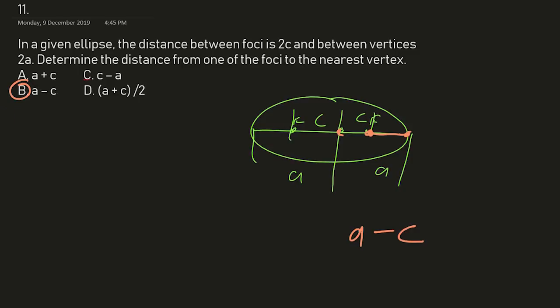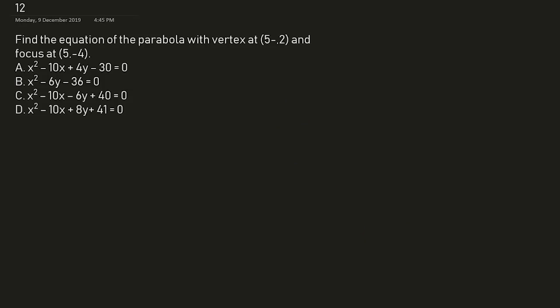Okay, next problem. Problem number 12. So, for this problem, sabi dito, find the equation of parabola with vertex at 5, -2 and focus at 5, -4. So, ang first thing na gagawin ko dito is to graph para ma-visualize ko muna siya. So, I will graph this out. Vertex ng parabola is 5 and -2. 1, 2, 3, 4, 5. -2 going down. So, that's the vertex.